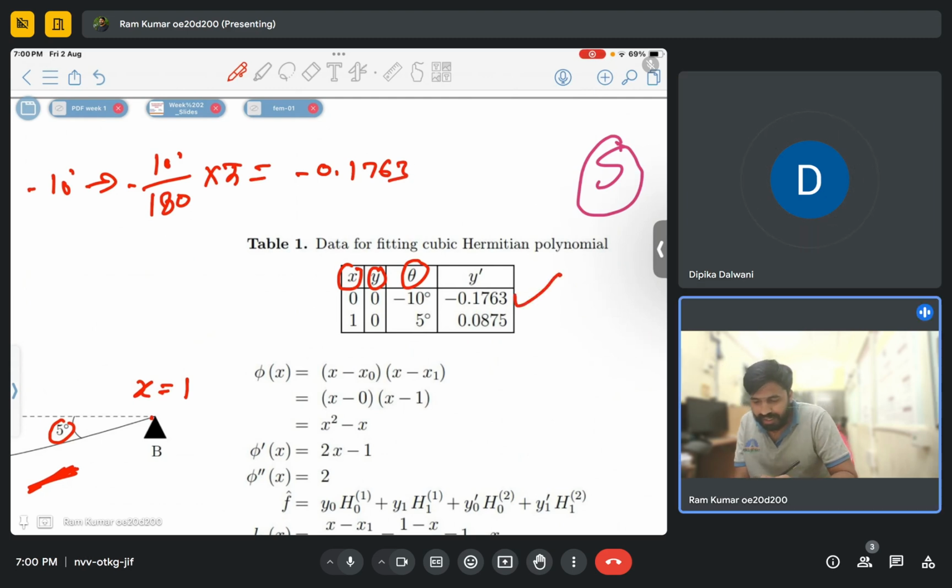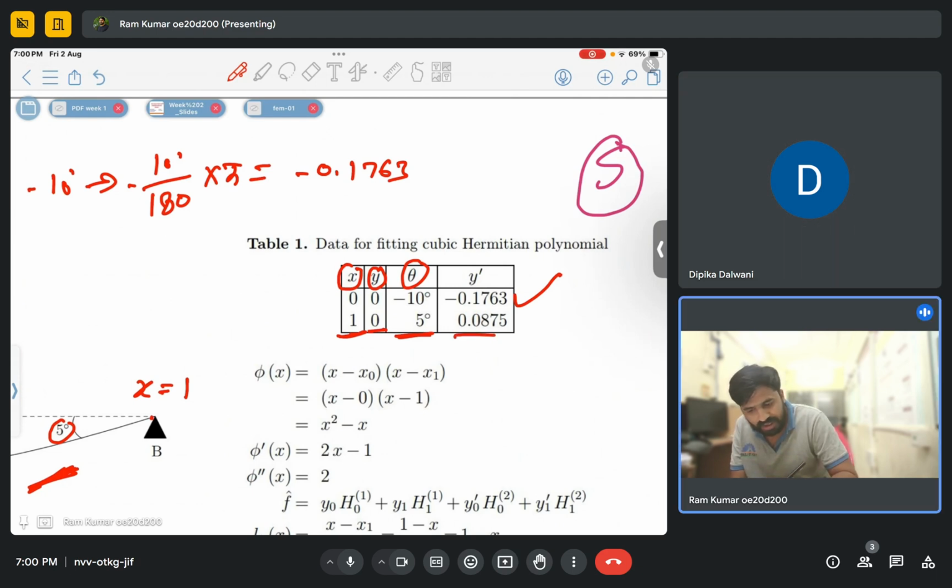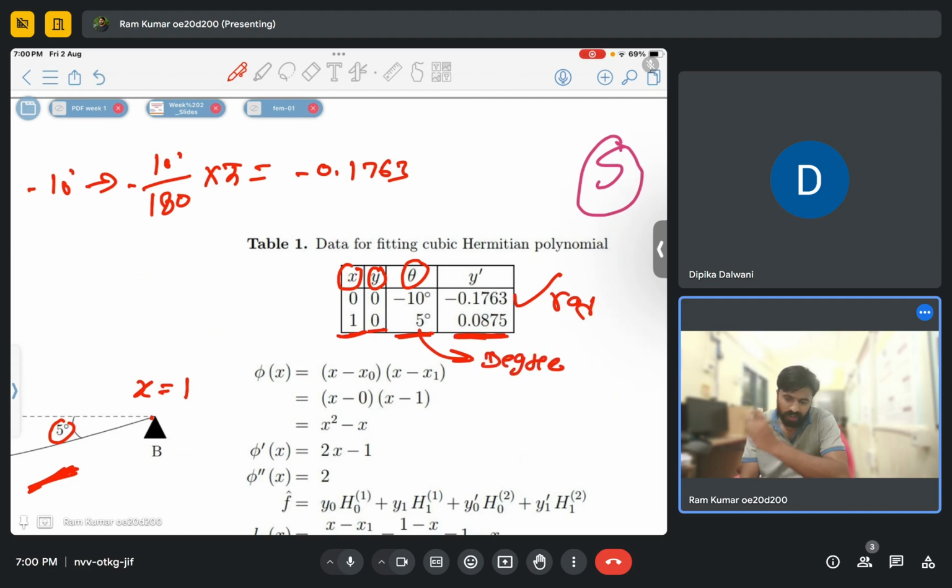At x equal to 1, y equal to 0, and theta equal to 5 degree. That is fine. 10 divided by 180 into pi. Same. Similarly, we got this in radian and this is in degree. That's fine. Now we are defining one shape.